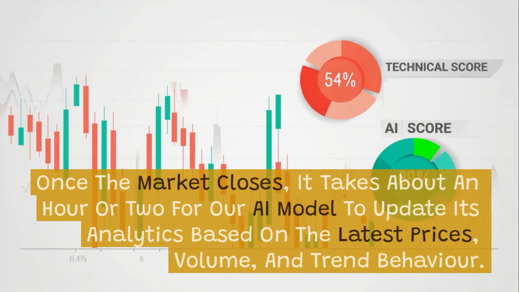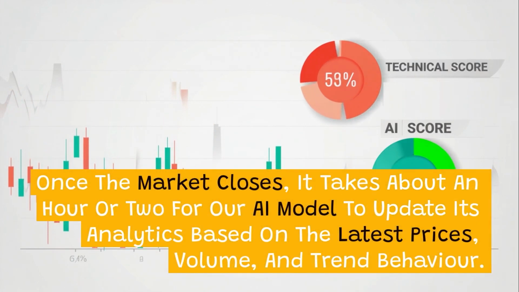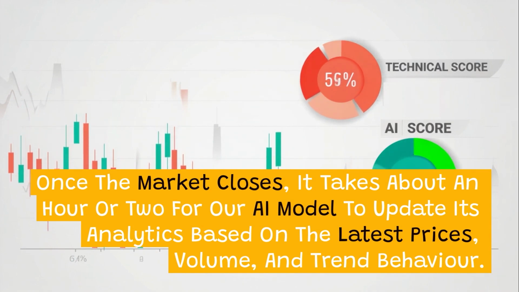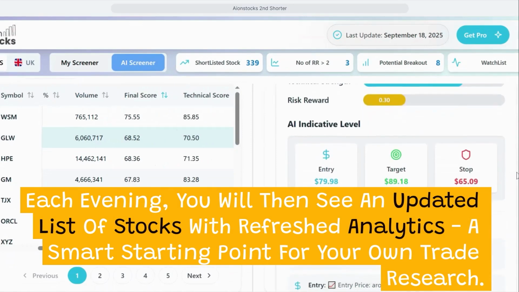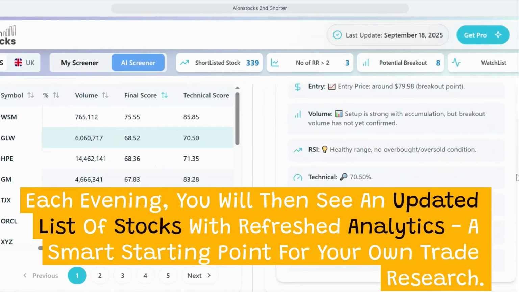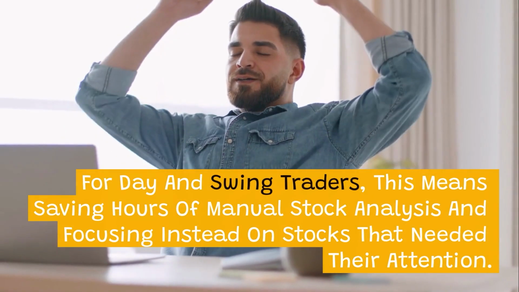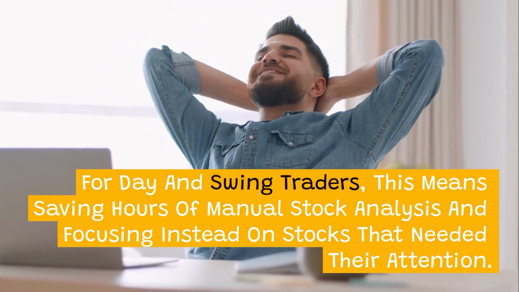It takes about an hour or two for AI models to update their analytics based on the latest price, volume or trend behavior. Each evening, you will then see an updated list of stocks with refreshed analytics, a smart starting point for your trade research. For day and swing traders, this means saving hours of manual stock analysis and focusing instead on stocks that need your attention.